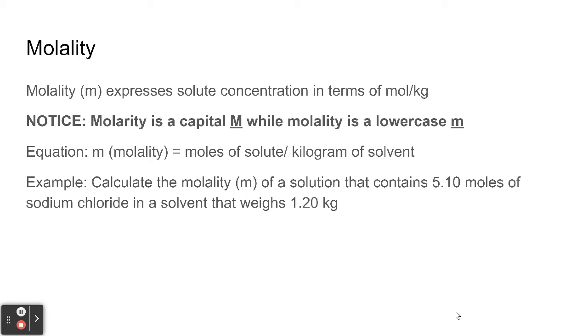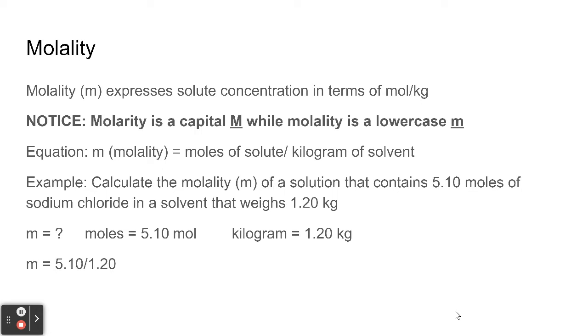All right, so I hope you put your answer in the Edpuzzle. I'll show you how to solve it. First, we list out our variables. M is our molality. We don't know that. Moles is given in the question, that's 5.10, and kilograms is also given in the question, which is 1.20. So mathematically, we do 5.10 divided by 1.20. If you plug that in the calculator correctly, you should get 4.25 moles.